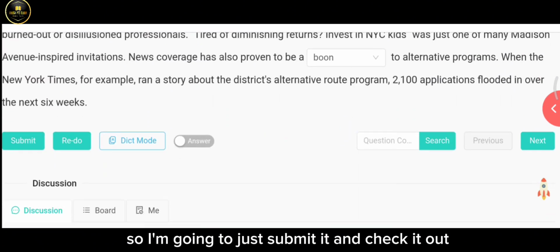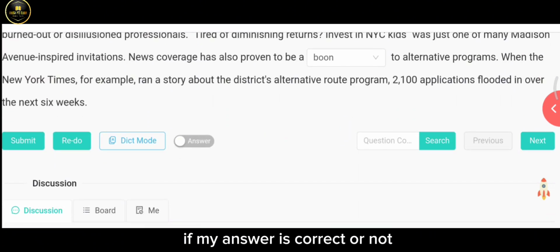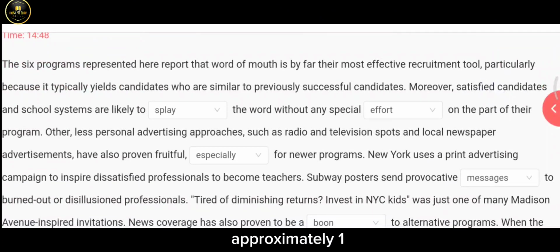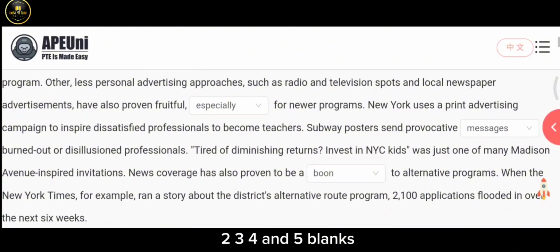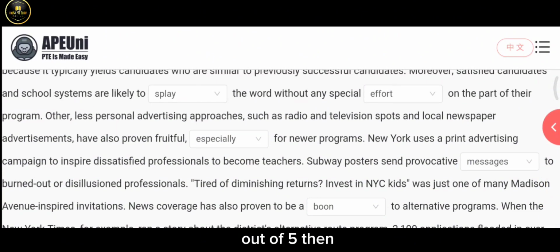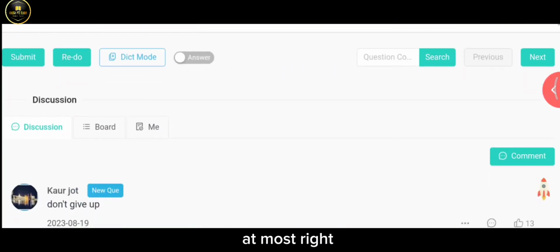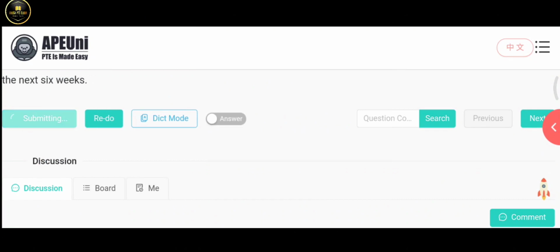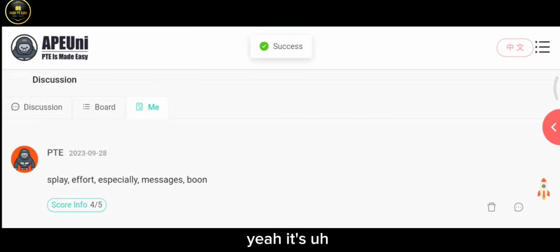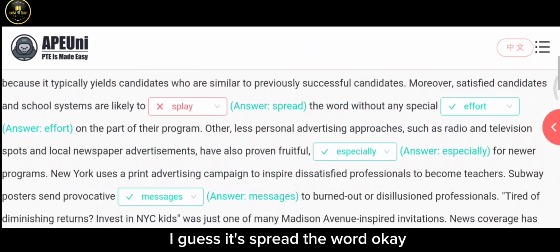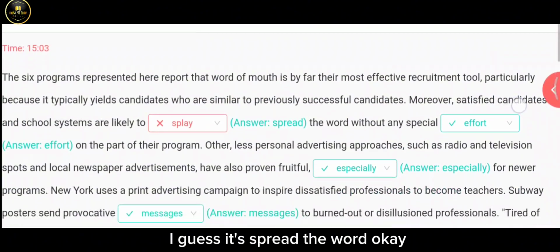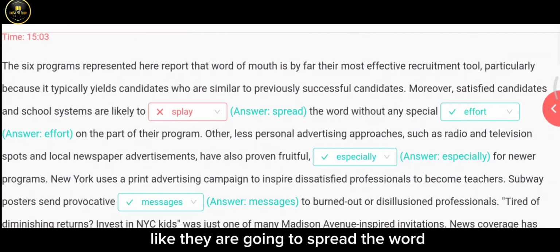So I'm going to just submit it and check if my answer is correct or not. See, I have got approximately 1, 2, 3, 4, and 5 blanks. So if I get 3 out of 5, then I'm also done with that. But I'm making sure that I get at least 4 or 5 at most, right? So let's check. Yeah, it's number one, I guess. It's spread the word. Okay, so what they're saying is they are going to spread the word.